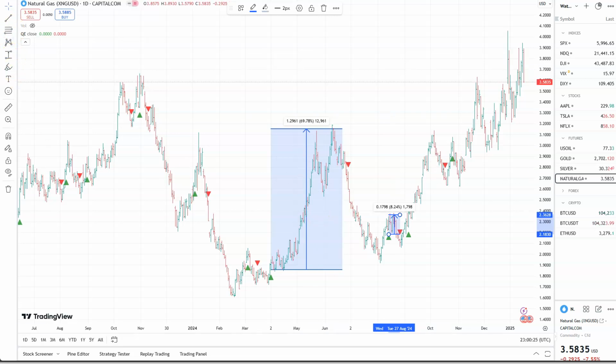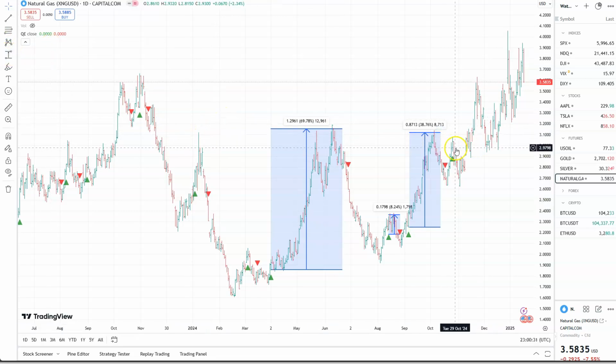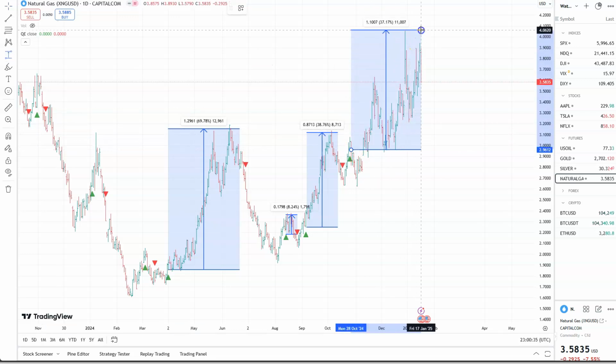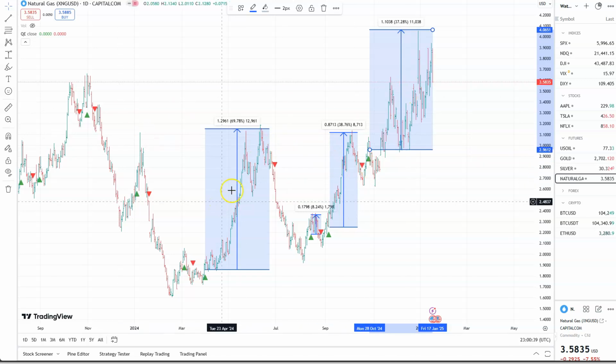But let's see, this one is like a 38% move, okay, and then this move was a 37% move again. So that's why it works on all time frames for everything.